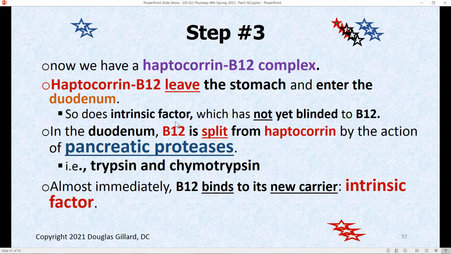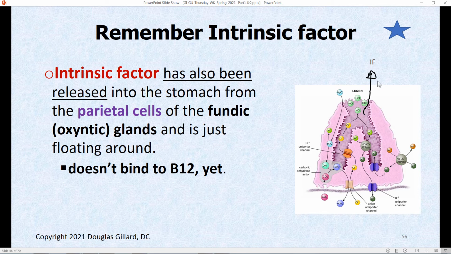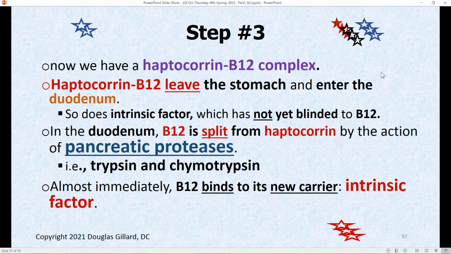And almost immediately the intrinsic factor comes into play, because intrinsic factor is also secreted into the stomach. It wants to bind to B12 in the stomach, but it can't. Why can't it? Haptocorrin is still bound to it. It has to wait till B12 gets dislodged from haptocorrin. And when it does, by the action of the pancreatic proteases, intrinsic factor is right there to grab B12 and say, don't be afraid, B12. I got you. Puts its arm around B12. Let's go find our new home, which is in the distal ileum.